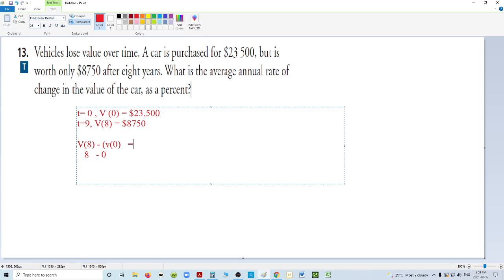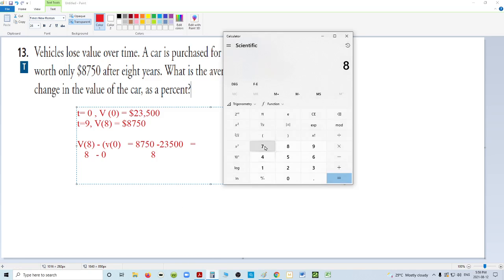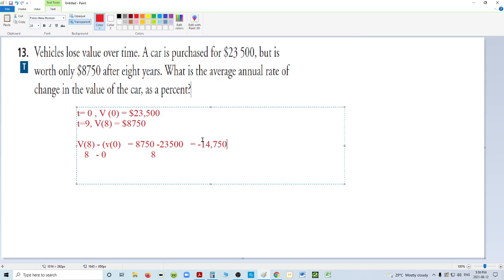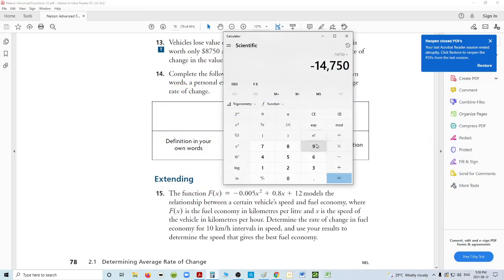So this is going to be equal to 87.50 minus 23,500 divided by 8, which is equal to minus 13. I'm not going to bother with it. I'm going to do 87.50 minus 23,500. So it depreciated this much divided by 8, which is equal to this.